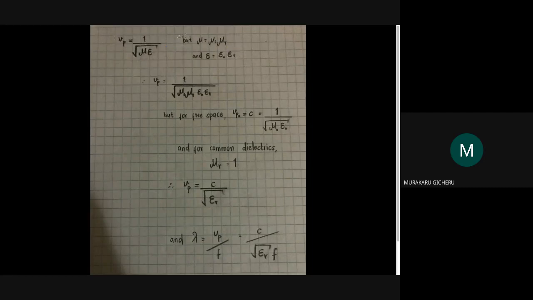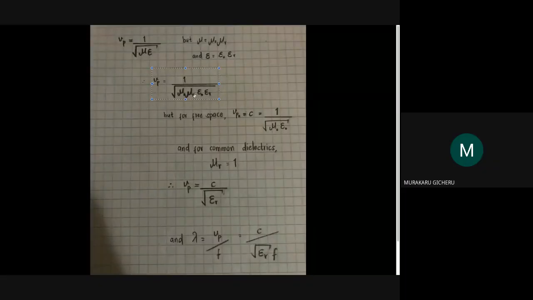But you know that mu is equal to mu naught mu r, and here we're going to end up with 1 over that thing. And we know for free space, if you plug in free space values here, we're going to have Vp naught, which is equal to the speed of light, which is 1 over the root of mu naught E naught, in meters per second. So for common dielectrics, mu r will be equal to 1.